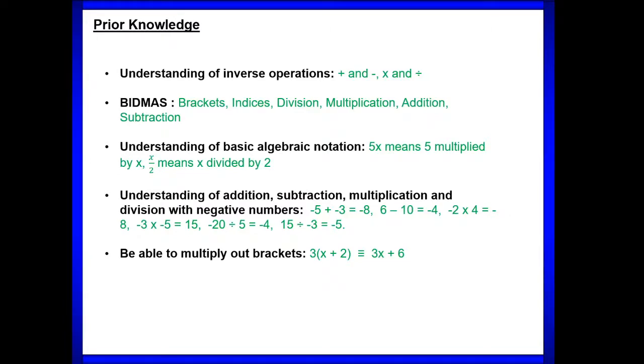So if we've got 3 brackets x plus 2, that is the same as 3x plus 6. If you're not familiar with the 3 lines here, this means identity. It means not only is this equal to this, meaning of the same value, it means there are different ways of writing the same thing. So 3(x + 2) and 3x + 6 are identical expressions. Please make sure you're happy with those before you move on. If not, you may need to go back and do one of the previous lessons first.